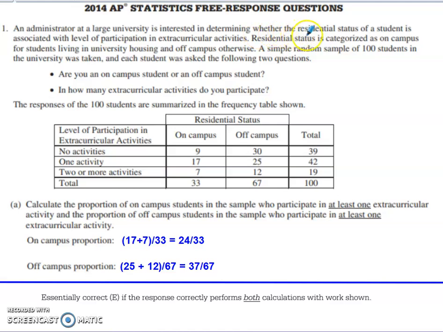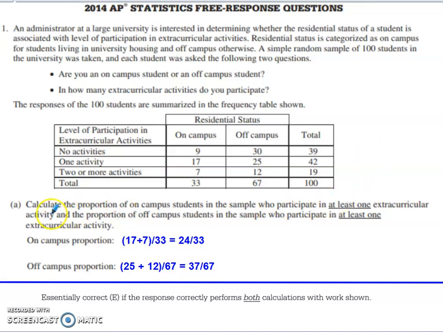So residential status is either going to be living on campus or off campus. A simple random sample of 100 students in the university was taken, and each student was asked the following 2 questions. Do you live on campus or off campus? How many extracurricular activities do you participate in? So for the 100 responses, we've got a summary of everything broken down in the two-way table here.